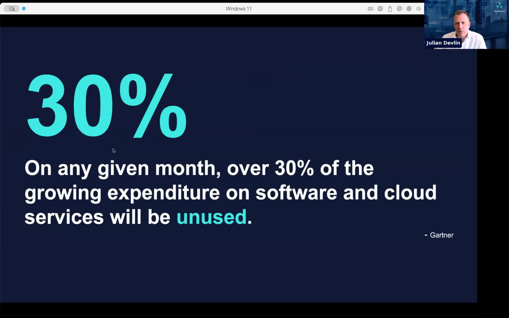So maybe that's not too surprising, but on the other hand, if you think about the size of your IT budget, 30% is a huge, huge number. So we're going to talk a bit more about that, and how to isolate that wasted expenditure.